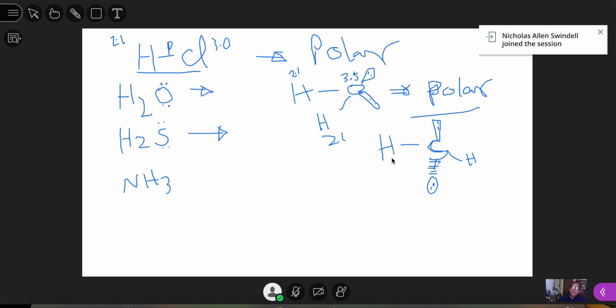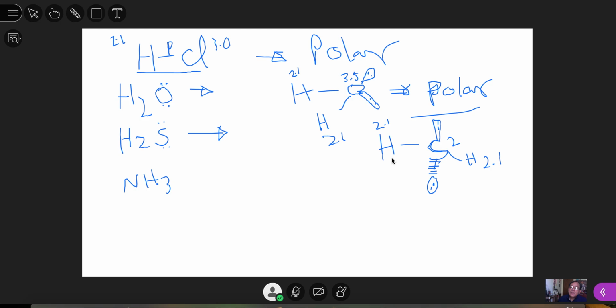Now tell me. So hydrogen is 2.1, and sulfur is 2.5. Now tell me, is it polar or non-polar? Non-polar. That is correct. And you will see down the road, once we apply this polarity and non-polarity of the molecular compound, then we'll go deeper into the properties.